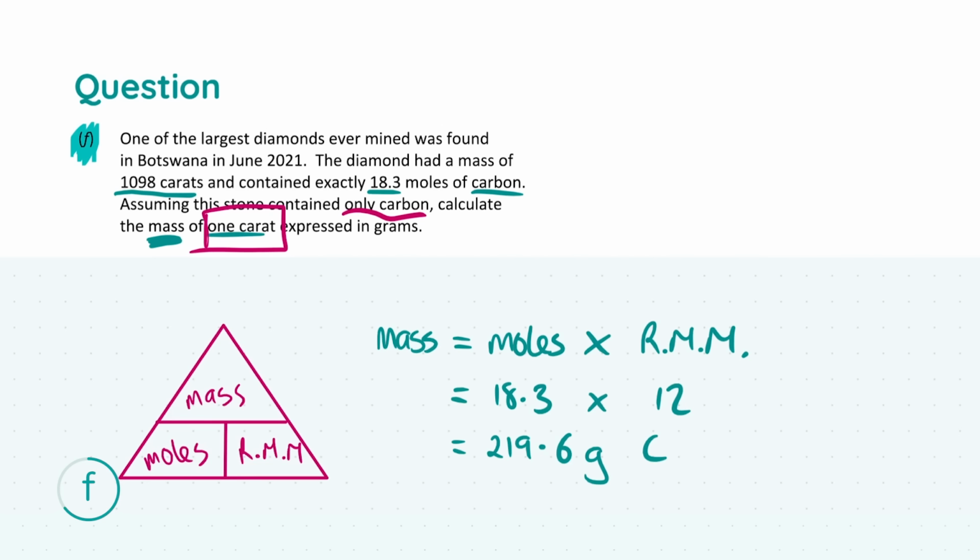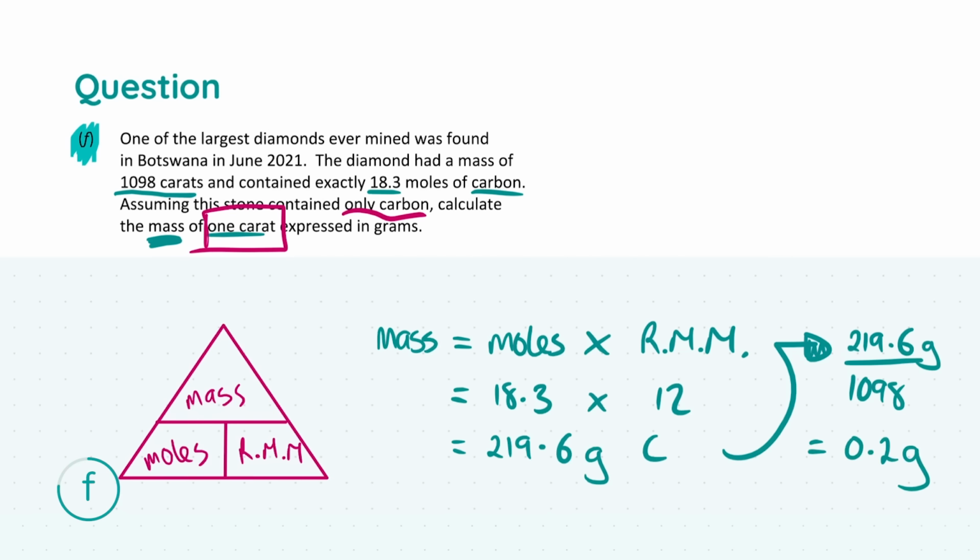So pulling that up here to the right hand side, I'm just going to do some quick maths in this instance. It's going to be 219.6 grams, and we're dividing that by 1,098 carats in order to find the grams per carat. In this case, if you throw that into your calculator, you're going to find that the answer is 0.2 grams, and that's what's required here to get the correct solution.